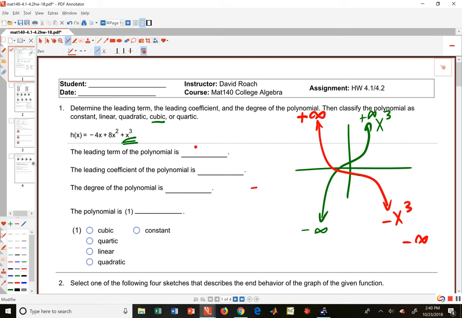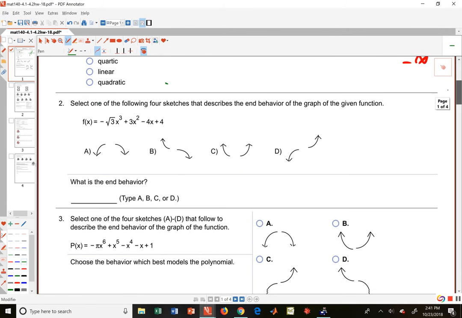So the leading term of this polynomial is x cubed. The leading coefficient is a 1. It's hidden in there. It's 1 times x cubed, and we don't write multiples of 1 in the final representation of the function. The degree of the polynomial is 3. That's the highest power of x, and the polynomial is cubic. All right, let's keep going to some more here.